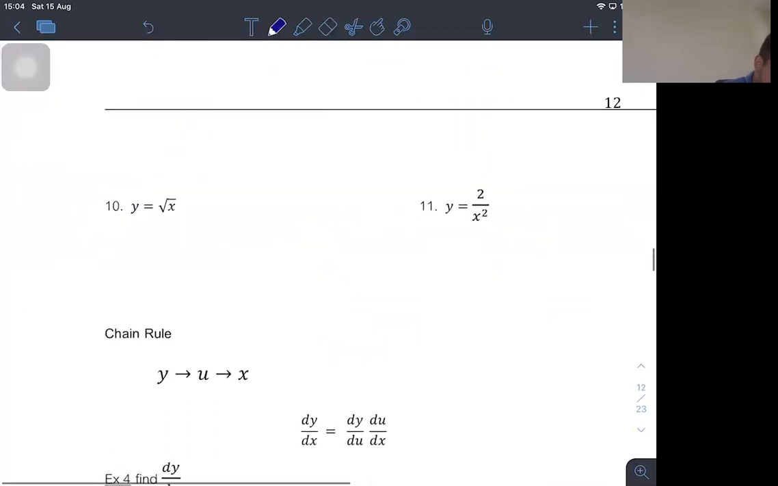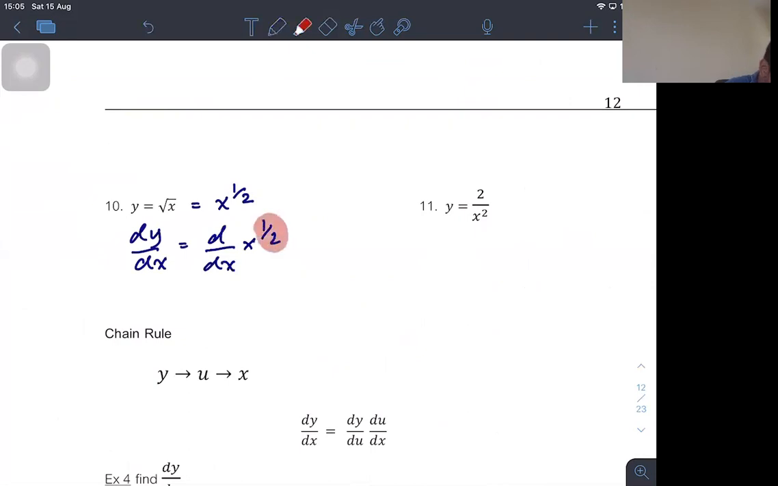Okay, and some other samples. If we have the square root of x, the square root of x can be written in terms of x to the half. So when I do dy by dx, I bring down the power of half to the front, so it's half, and what is left is half minus 1, which is half times x to the minus 1 over 2, and that can be written as 1 over 2 over square root x.